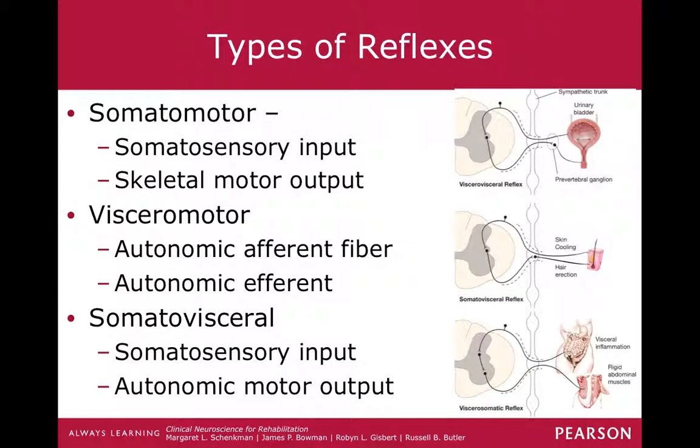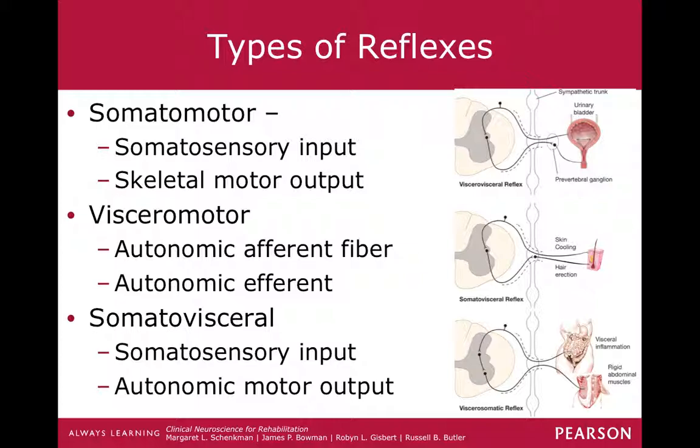Now, we have been talking about somatomotor reflexes with somatosensory input and skeletal muscle output. But there are also visceral motor reflexes with autonomic afferents from internal organs and autonomic efferent activity back to the viscera. Illustrated here is an example of irritation of the bladder, such as stretch of the bladder with urine, which produces reflexive bladder detrusor muscle contraction.